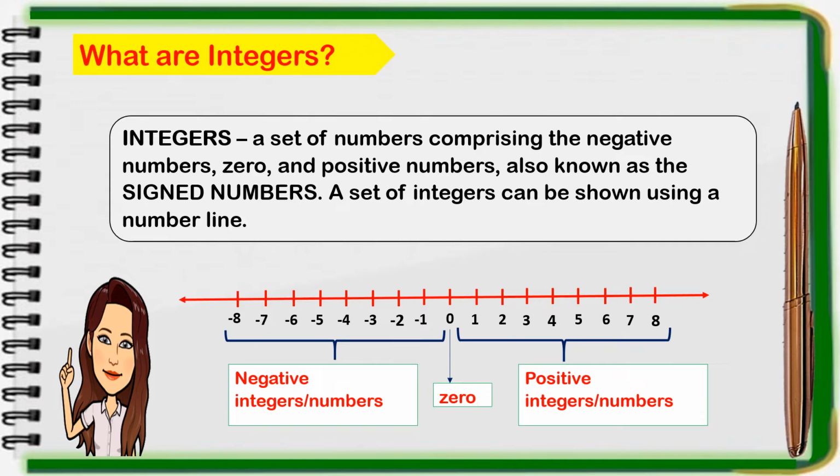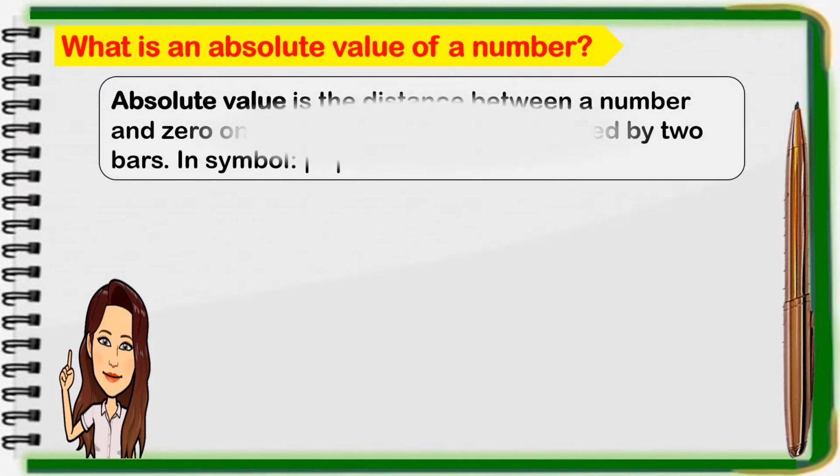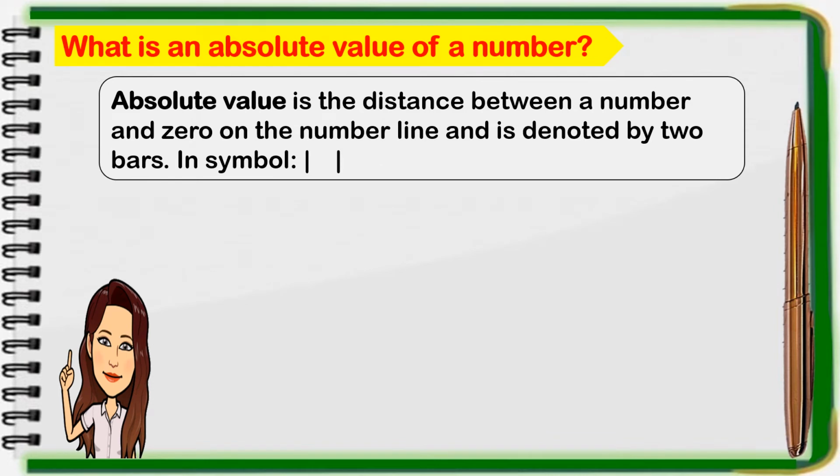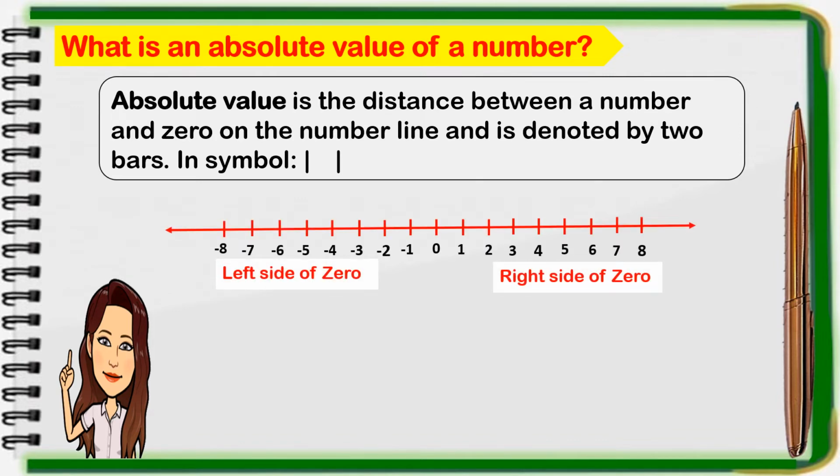Okay, now that we know these integers, let us take its value. Shall we say its absolute value? But how to get the absolute values of these numbers? Absolute value is the distance between a number and 0 on the number line and is denoted by 2 bars. Okay, let us study this illustration. Let us take negative 8 at kunin natin ang kanyang distance mula kay 0. Paano? Bilangin lang natin kung ilang units away si negative 8 mula kay 0.